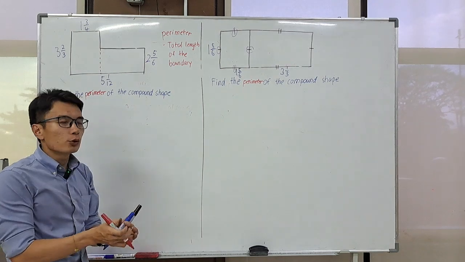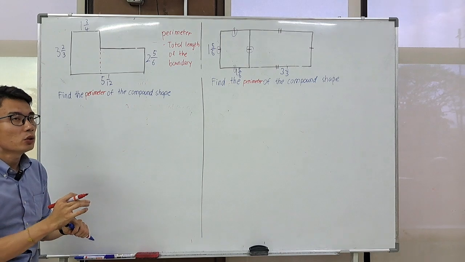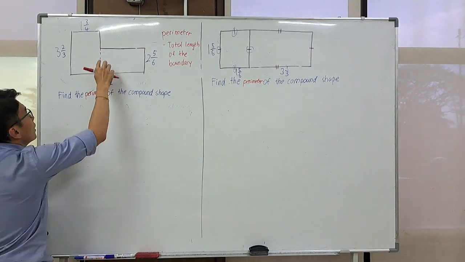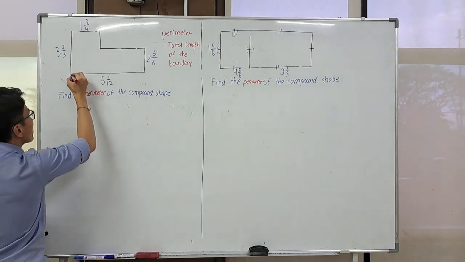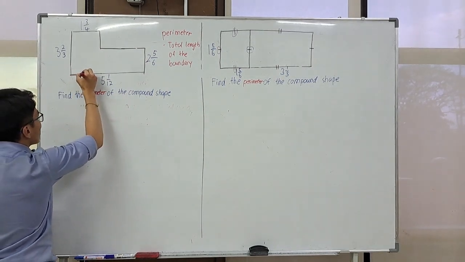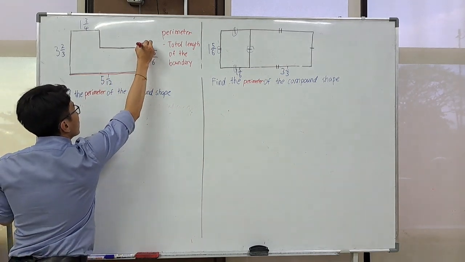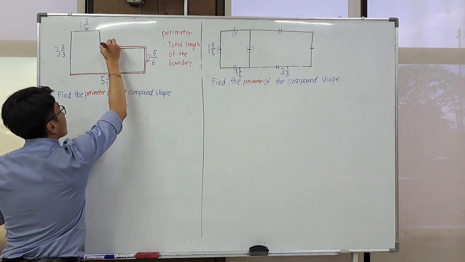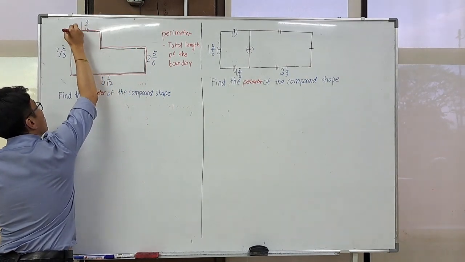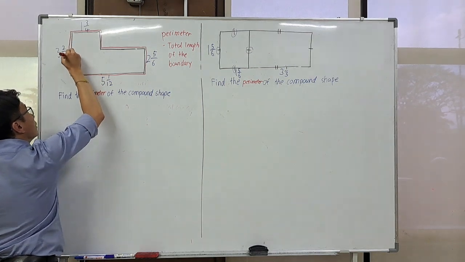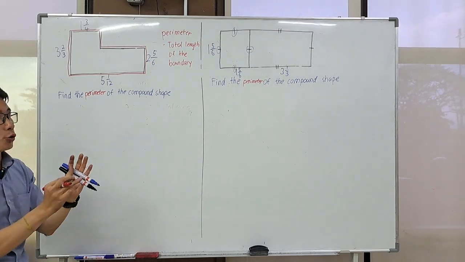Okay, now I'm gonna use my red pen to draw out the boundary so you can visually see where's all the boundary. Now this is not included because that's inside. So the boundary is gonna be, let me start from here. It's gonna be from here, here, here. The one I draw in red, that's my boundary.